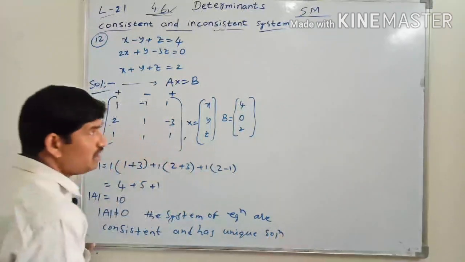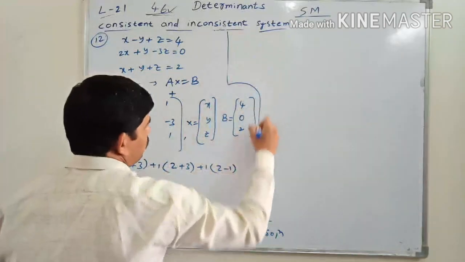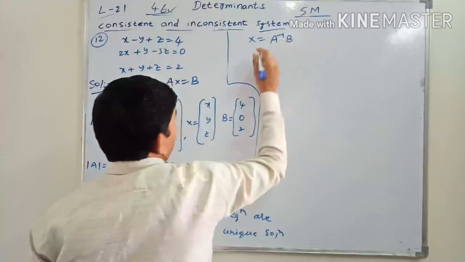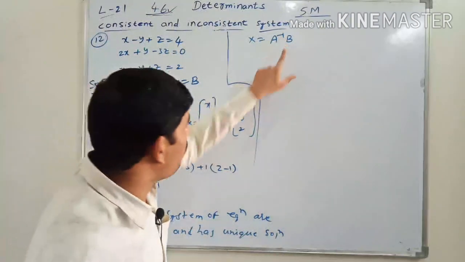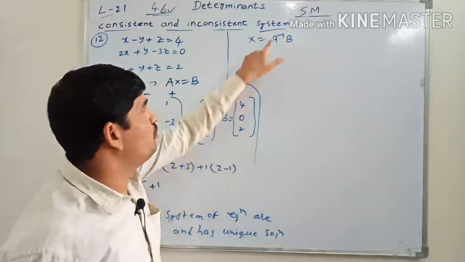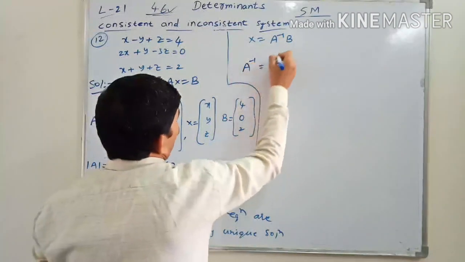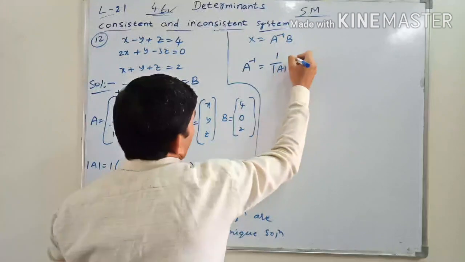Okay, after writing this we have to take the equation x is equal to A inverse into B. Yes, in this we already have the B matrix. So we have to take the A inverse now. A inverse is equal to 1 by determinant of A into adjoint A.